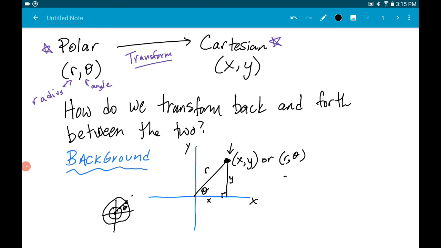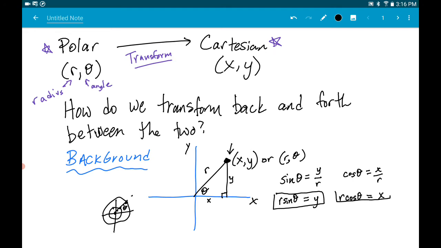So check this out real quick. Using SOHCAHTOA, I could say that sine is equal to the opposite over hypotenuse, and cosine is equal to the adjacent over hypotenuse. And if I multiply everything by r, I could say that y is equal to r sine theta, and x is equal to r cosine theta. Again, all I did, guys, is multiply both sides by r. Crosses those out.